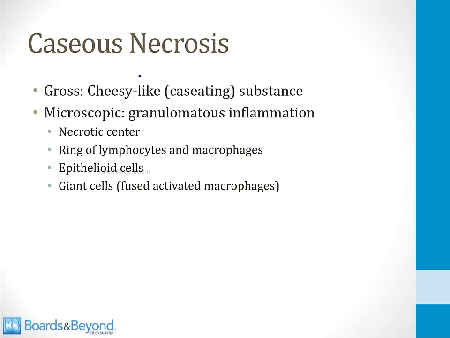When you examine an organ that has undergone caseous necrosis, what you see grossly is a cheese-like caseating substance. I'll show you a picture of this in a minute. Microscopically, what you see is granulomatous inflammation. However, there is a necrotic center, and that's what is forming the cheesy-like substance that you see grossly. Otherwise, the findings are typical of granulomas, which I talk about in another video. There's a ring of lymphocytes and macrophages surrounding epithelioid cells and giant cells, which are fused activated macrophages.